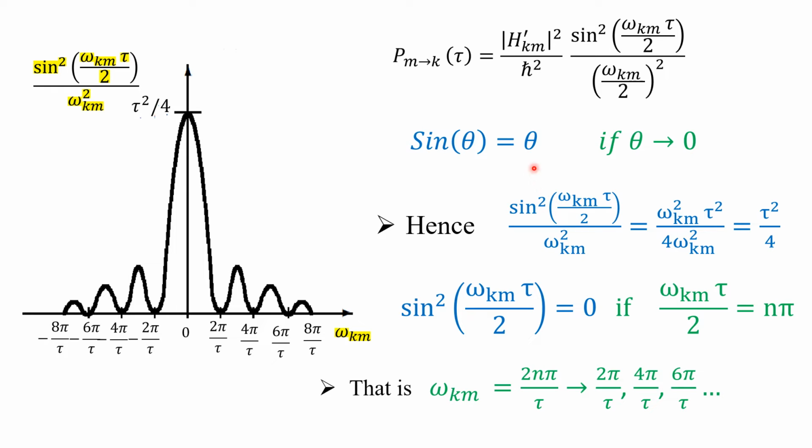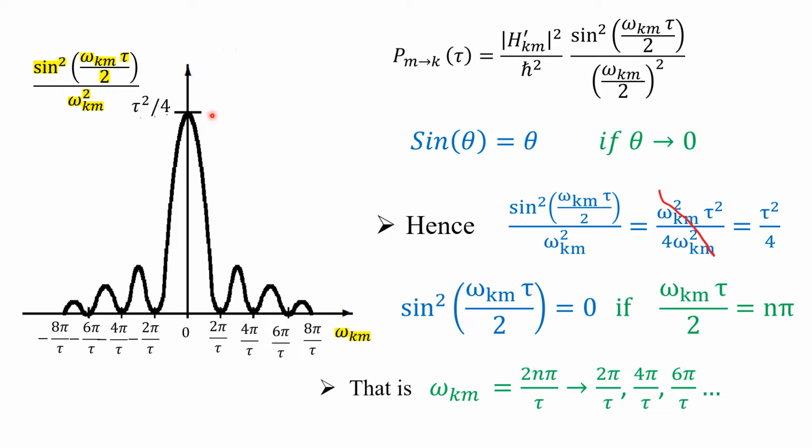Using the fact that sine theta is equal to theta when theta tends to 0, here theta is omega km tau over 2. So if you square it, you will get omega km squared tau squared. Here we have 4, so that will become divided by 4, since 2 squared is 4. Then there is already omega squared km in the denominator. The omega km squared in the numerator and omega km in the denominator will get cancelled, so you will get tau squared over 4.